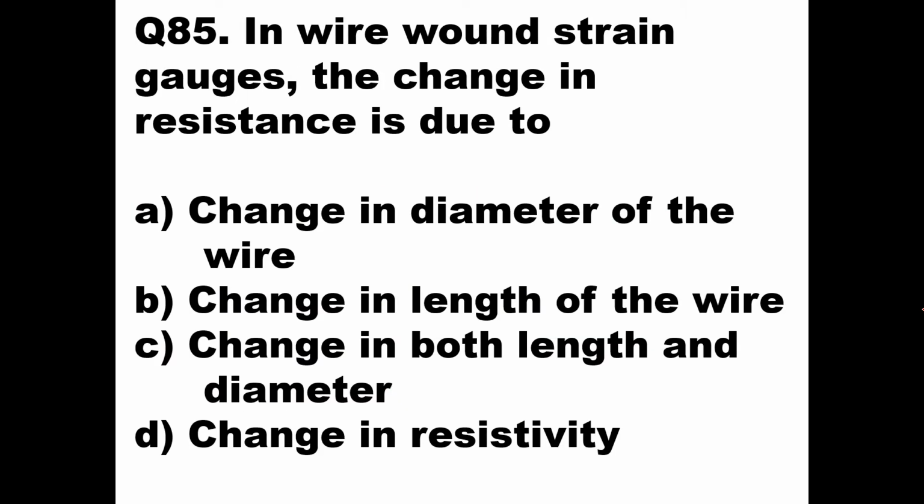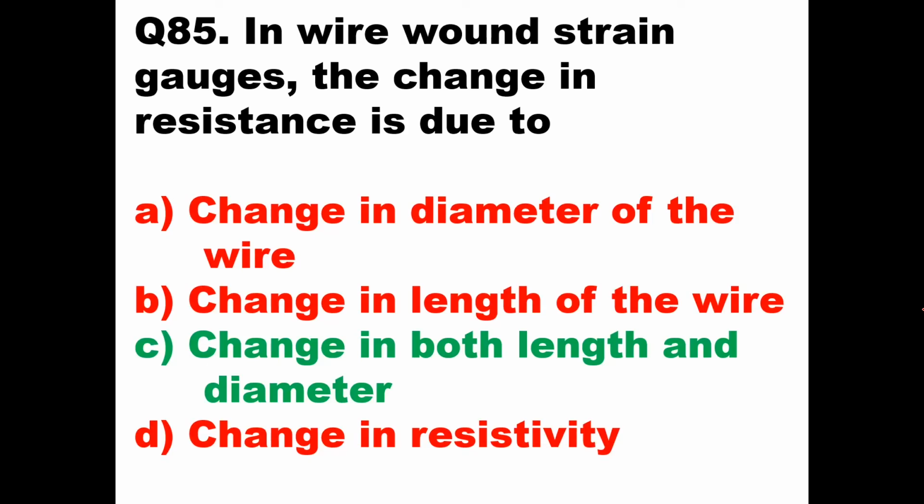Then we'll go to the next question. In wire wound strain gauges, the change in resistance is due to what? Whenever there is a strain gauge, the change in resistance will be directly proportional to the length of the resistance and inversely proportional to the cross section of the resistance. So length and diameter. Here option C will be the right answer, change in both length and diameter. So in wire wound strain gauges, the change in resistance is due to change in both length and diameter.